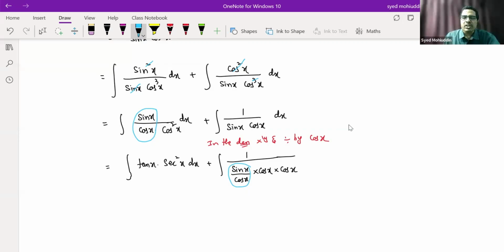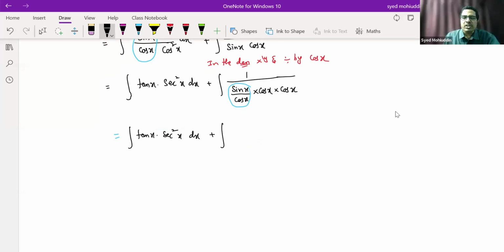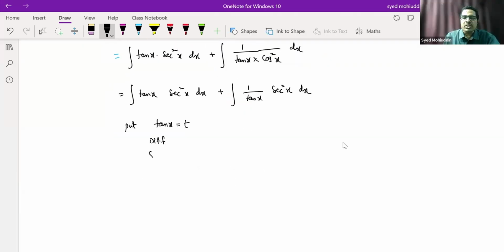Further, if you try to simplify this one, you'll be getting integral of tan of x as it is, then secant of x as it is, integral of 1 by sine by cos will give you tan x, secant square of x into dx. So now you can integrate this one. You can use substitution method, but the value of tan of x, in both the cases, I'll be taking it as t only. Integration of tan will give us secant square. Secant square of x into dx will give us dt.